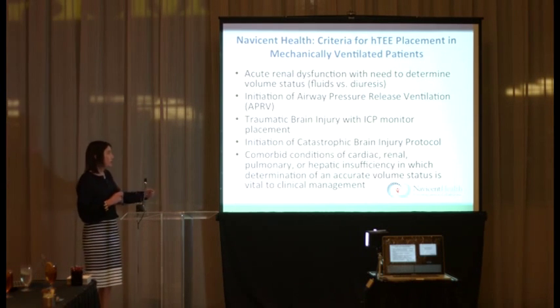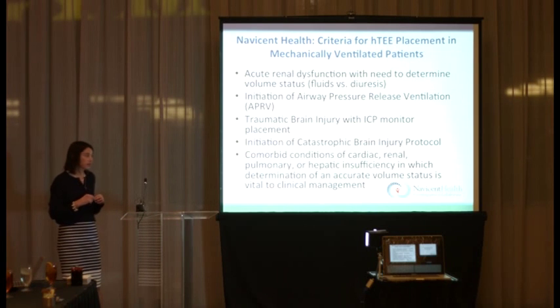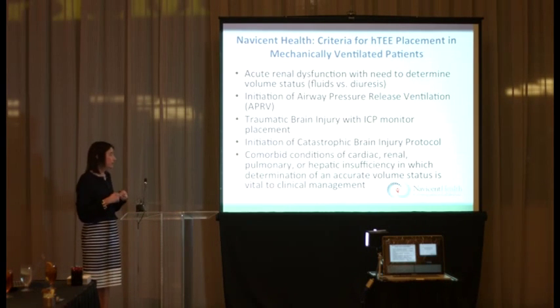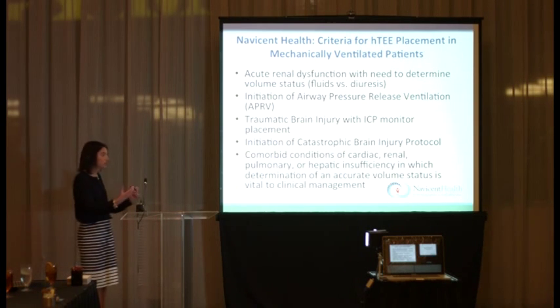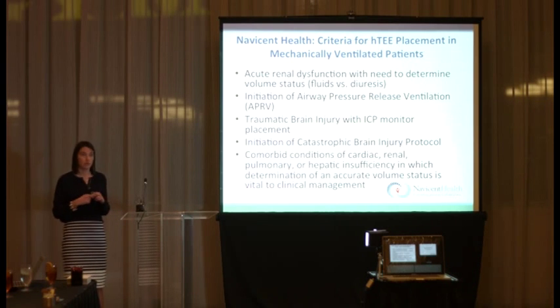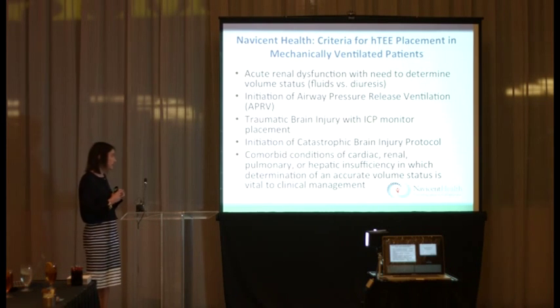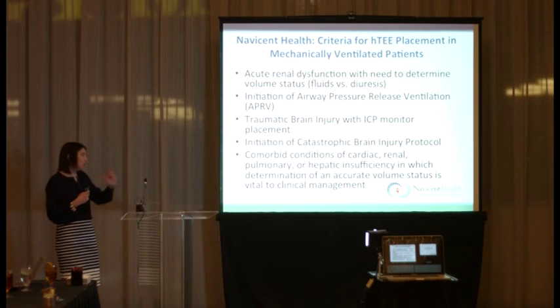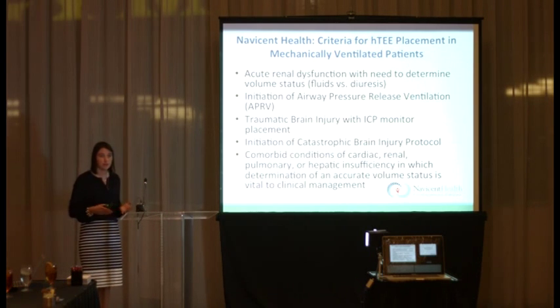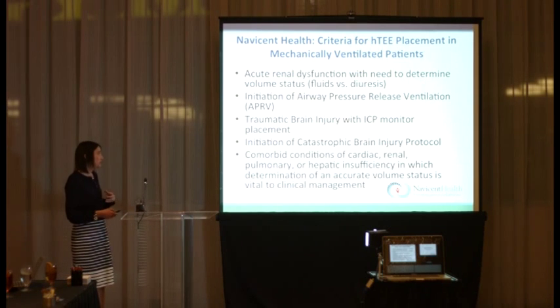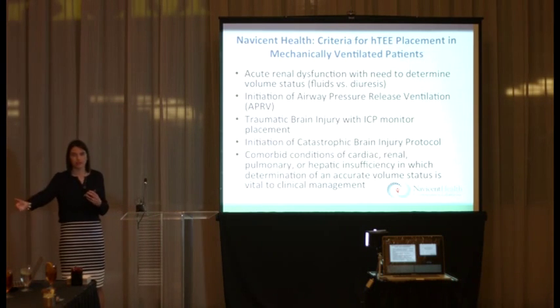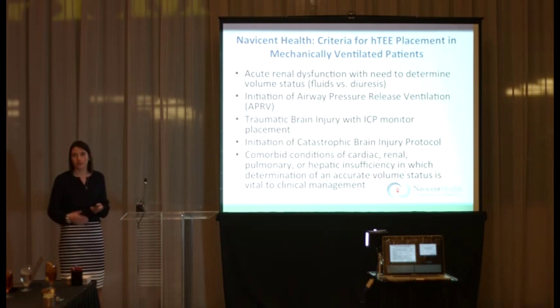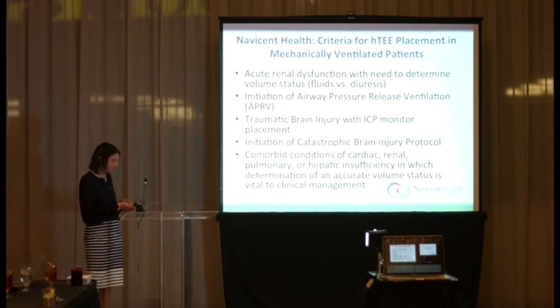We have a catastrophic brain injury protocol that we use for our patients that are thought to have non-survivable brain injury, where we're trying to optimize the physiologic derangements of these patients, and the hTEE probe helps us with that. And finally, this is kind of the patient that's comorbid, whether it be a severe cardiomyopathy, end-stage renal disease, something where it's really important that you understand their volume status, because you would hate to push them into acute decompensation, for example, from a cardiomyopathy or cardiac failure.